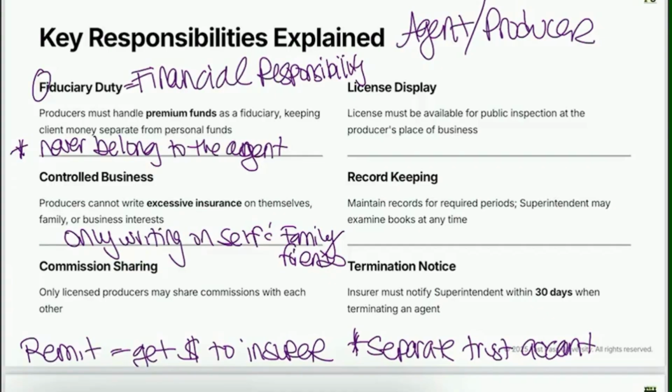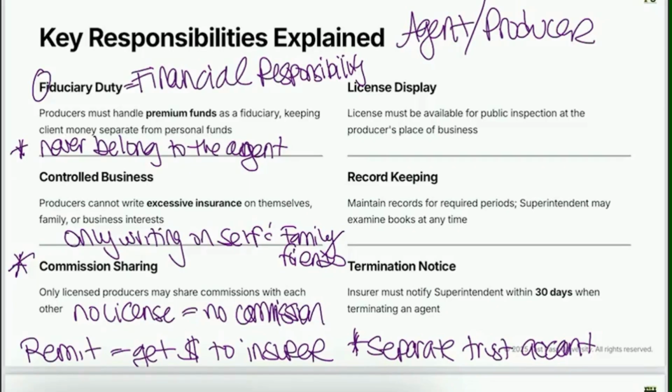Commission sharing. No license equals no commission. Okay. You cannot share commissions with somebody who is not licensed. If they say, Brittany at the front desk only does clerical work and she brings in her parents to get a policy and you share commission. Unless the question clearly states that Brittany is licensed, do not assume that she is. You cannot share commissions. No license, no commission.